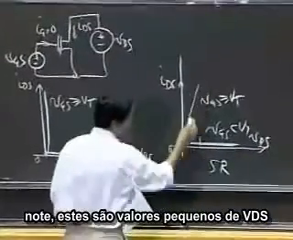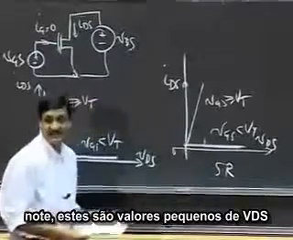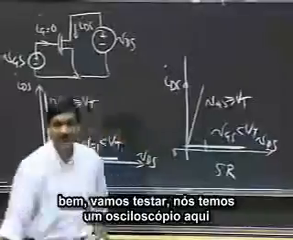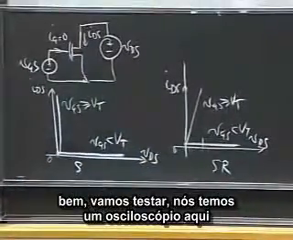Okay? Notice, it's for small values of VDS. I haven't told you what it looks like as VDS increases. Well, let's go try it out. We have a scope here. We have the MOSFET here.